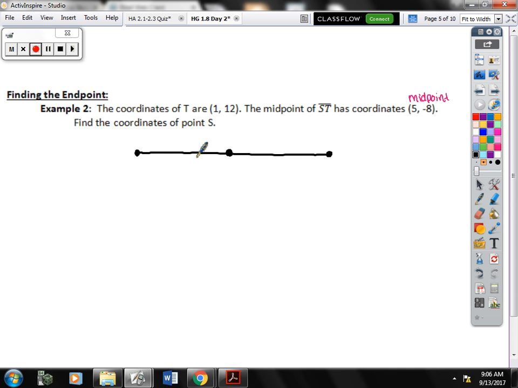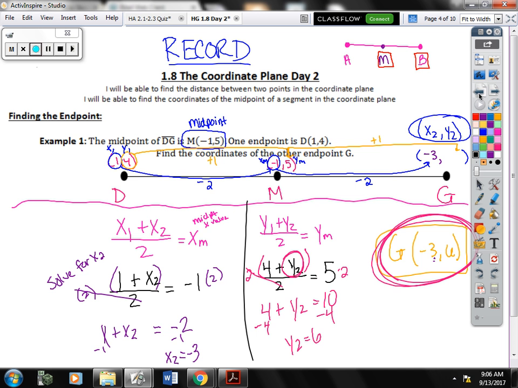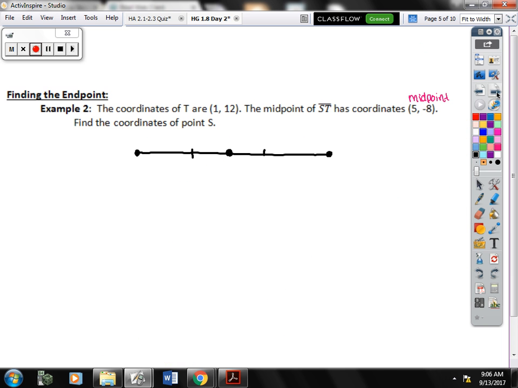I'm going to put the midpoint, which actually I should have added markings in the last one. Go back to the last picture and add markings since they told me it was a midpoint. Because we should always be in the habit of doing that.